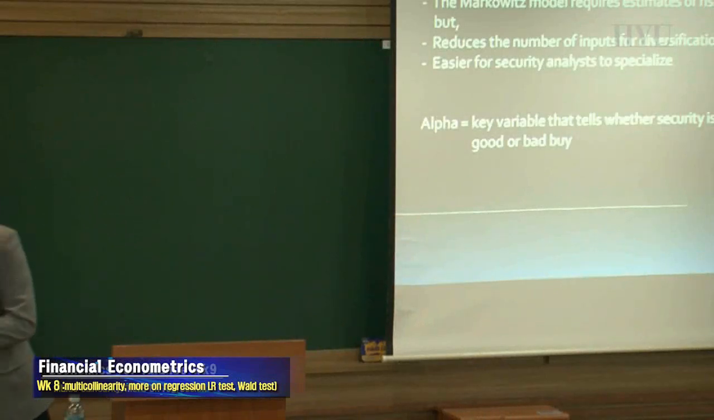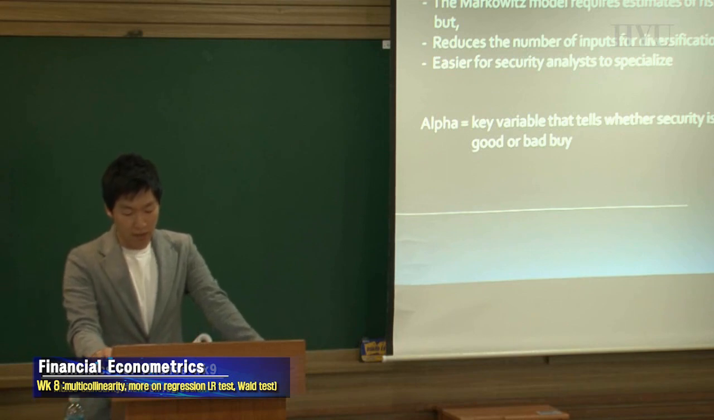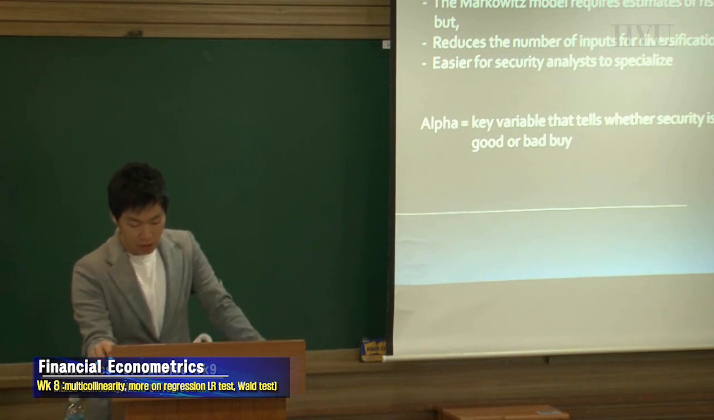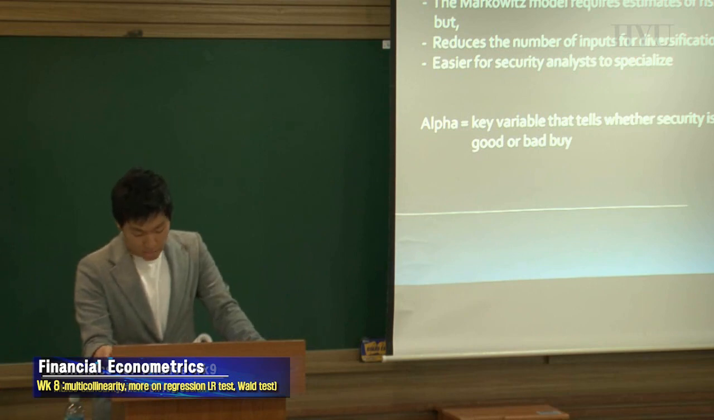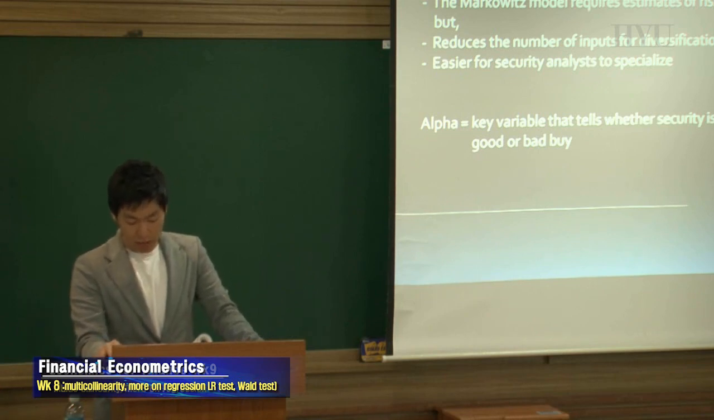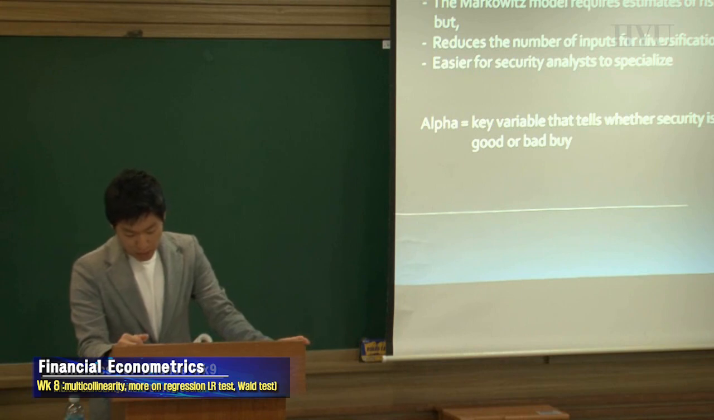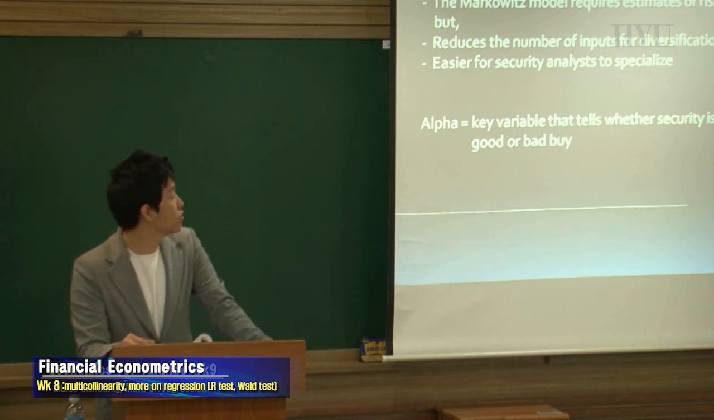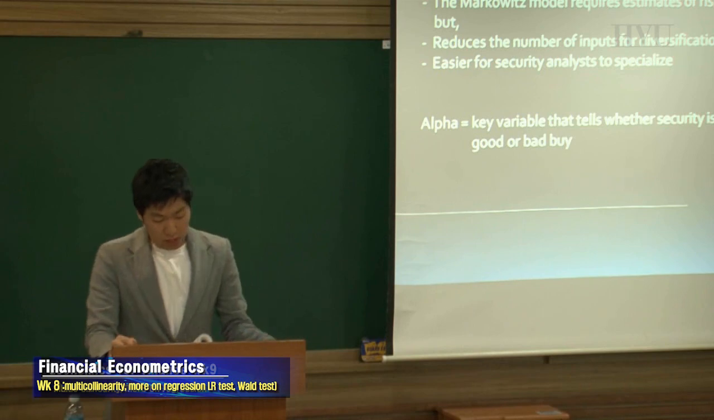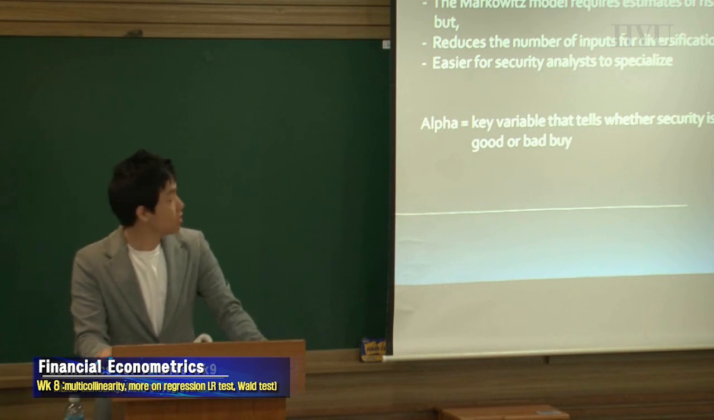For example, we only have to find the data of alpha, beta, and sigma squared, which is the specific risk. And we find one data of the market risk premium and the common macroeconomic factor. So we only need to find 3n plus 2 inputs, which for 50 security portfolios means we only have to estimate 152 data. If we were using the Markowitz model, we might have to find more than 1,000 data to estimate.